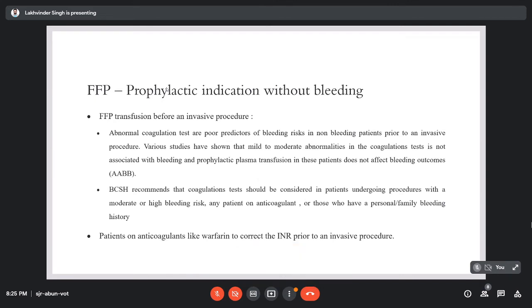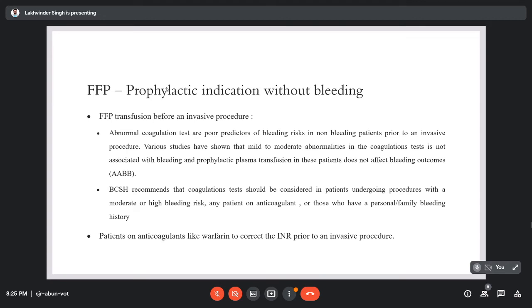transfusion of FFPs, because even if you get the coagulation tests, the APTT, PT, INR, they are poor predictors of bleeding risk. If INR is 2.0 and INR is 3.0, I actually can't say whether the patient is going to bleed during the invasive procedure or not. So they are poor predictors. With mild to moderate abnormalities, the coagulation test is not associated with bleeding, and prophylactic plasma transfusion in these patients does not affect bleeding outcomes.